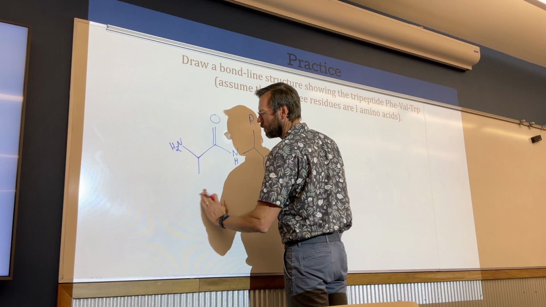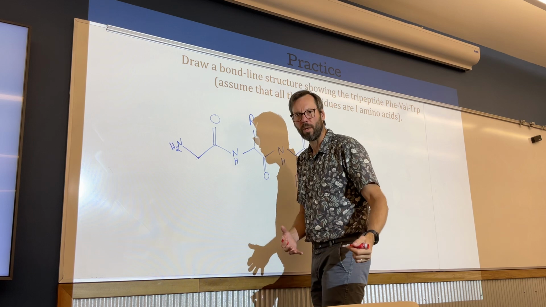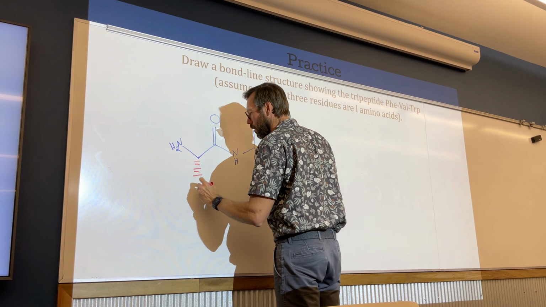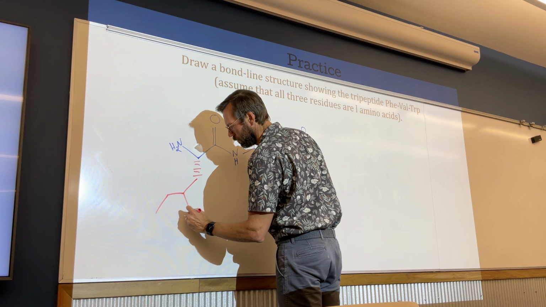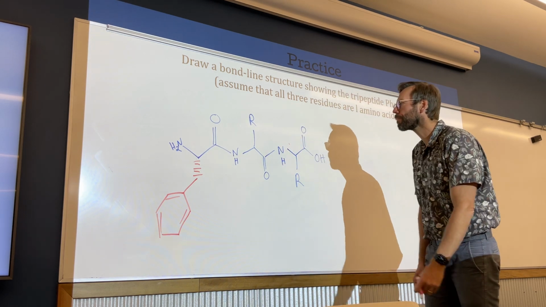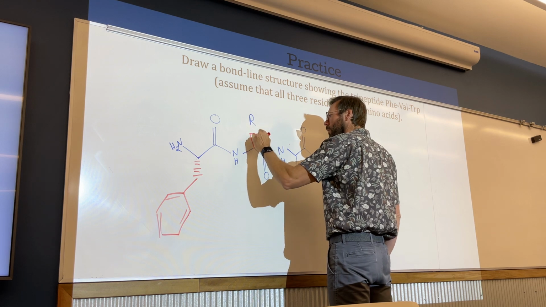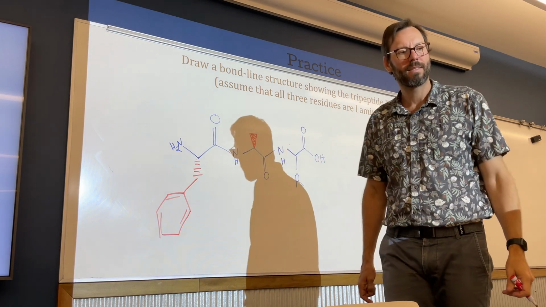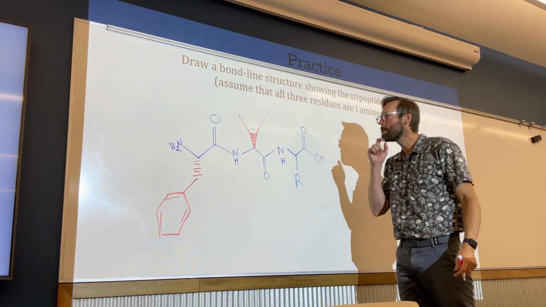Phenylalanine. So, again, you can make it, it doesn't really matter. You can make it wedge or dash in this case. If that's a dash, this would be a wedge. And, ooh, valine. What's valine? It's like an isopropyl. Isopropyl. So that. I think so, yeah.